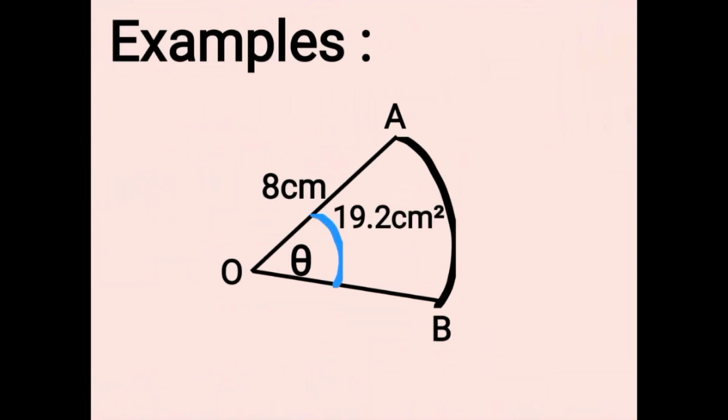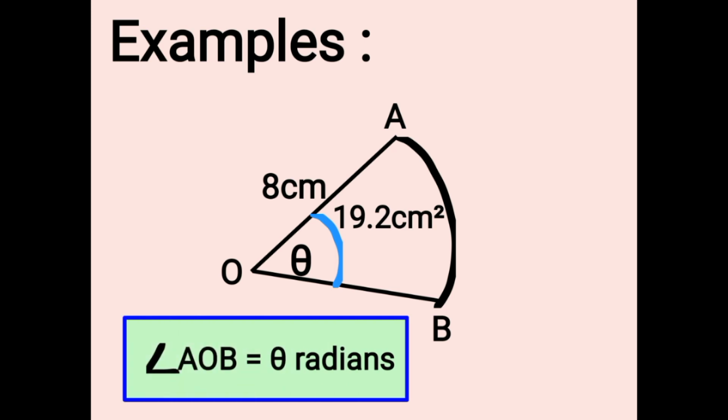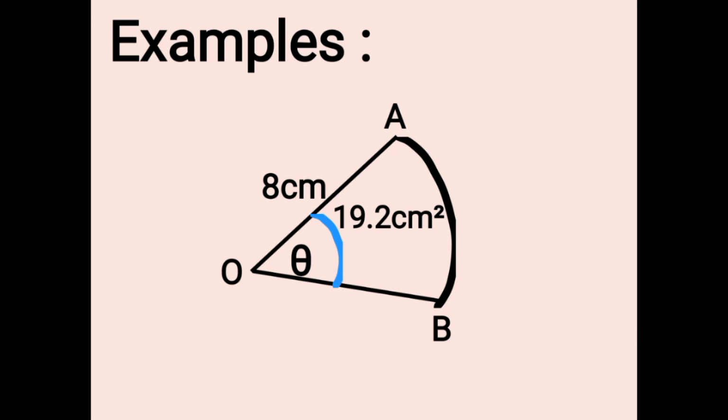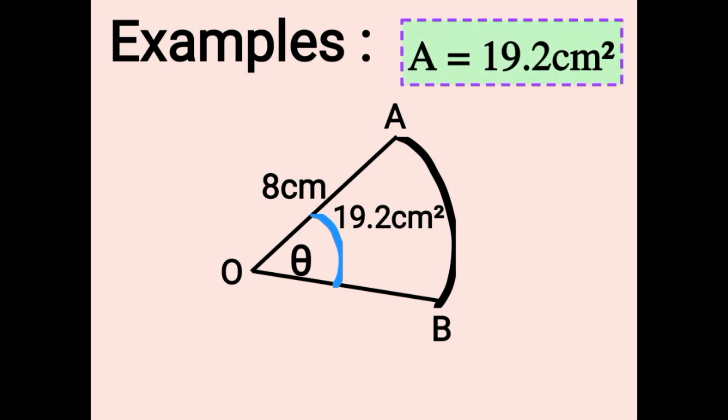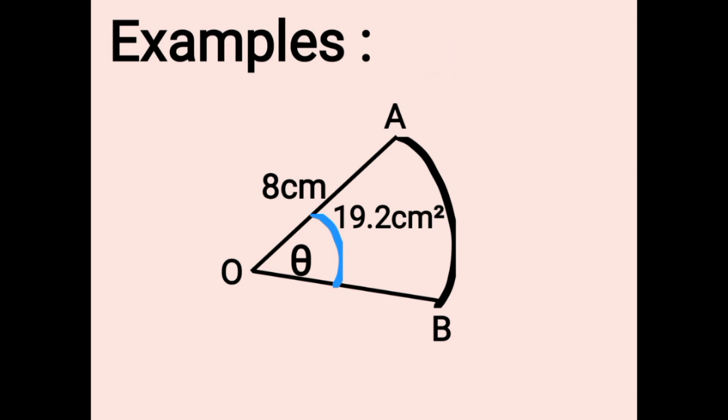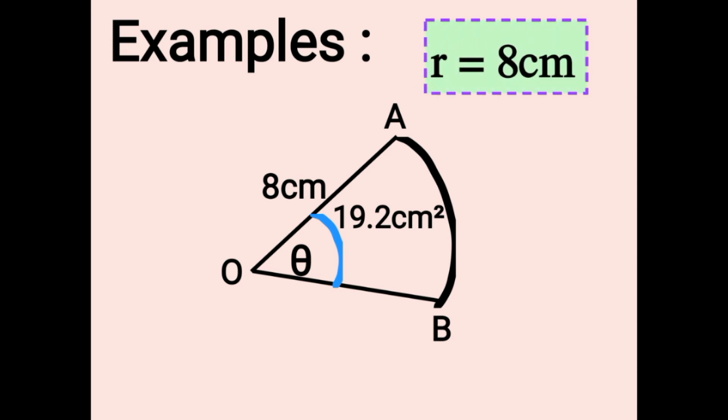Moving on to another example, the sector AOB of a circle has an area of 19.2 centimeters squared and a radius of 8 centimeters. And the angle AOB is theta radians. Find the value of theta. The area of the sector AOB is 19.2 centimeters squared, so A equals 19.2 centimeters squared, and it has a radius of 8 centimeters, so r equals 8 centimeters.